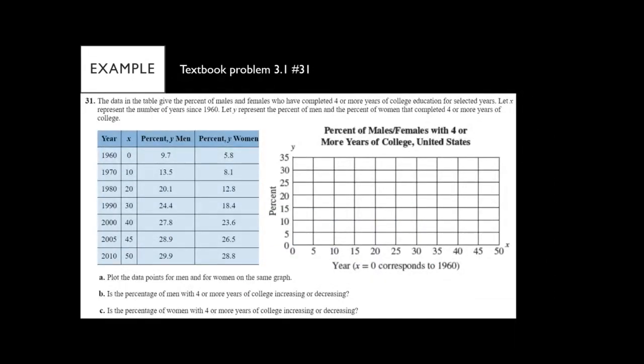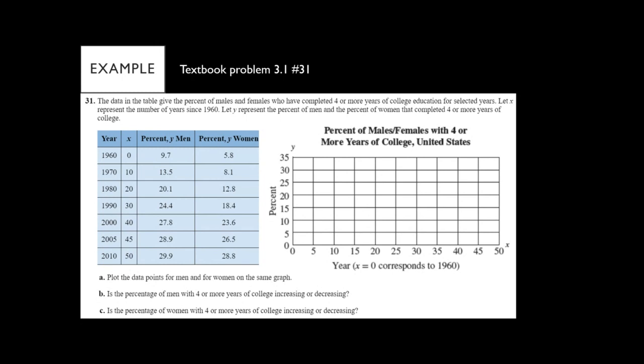Okay, so this last one, this is problem 31 in section 3.1. This is one of the ones that they want you to spend some time thinking. So the data in the table give the percent of males and females who have completed 4 or more years of college education for selected years. So selected years just means they picked some years. And if we look at the table, we've got 1960, 1970, 1980, and it looks like it's counting by tens, but then we have 2005, and that's not counting by tens. So you want to be very careful because we're not just counting by tens here. We do have some that have gaps of 5.